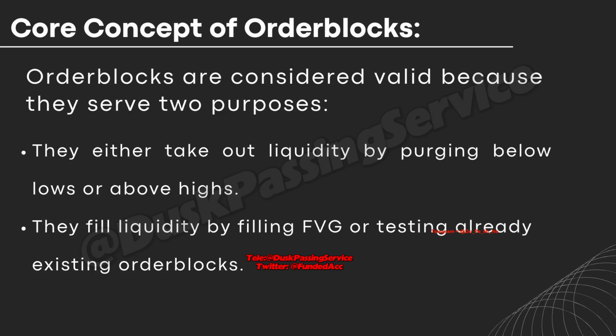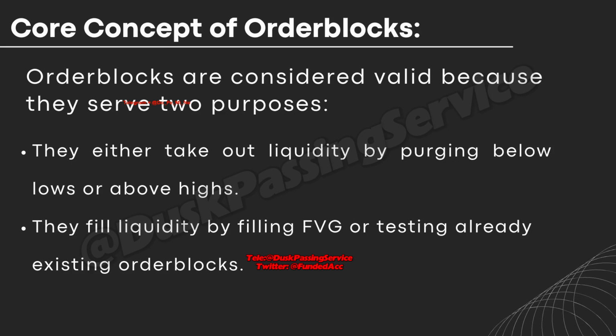The first core aspect of an order block is that it purges liquidity, which is the main prerequisite for a key level. So an order block purges liquidity in the form of taking out highs and lows, which means it has taken out liquidity. That's why it's considered a valid key level. The second purpose that an order block serves is that it fills liquidity in the form of filling or testing FVGs or testing previously untested and unmitigated order blocks. That's how you can correctly identify an order block. If a candle has taken out liquidity, and then price closes above it, then you could use that candle or that sequence of candles as an order block.